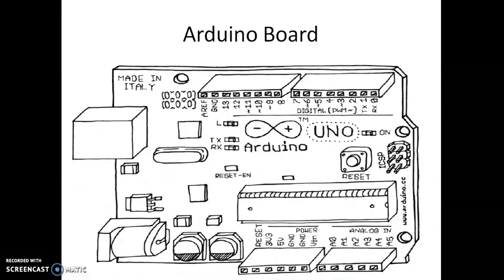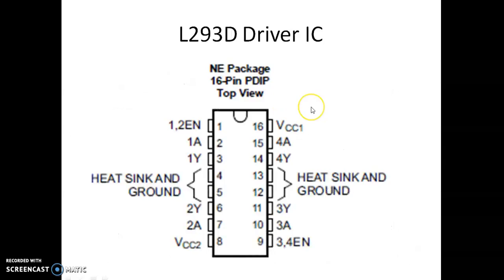Now, this is the Arduino board. We have A0 to A5 as the analog inputs, and we have the digital IOs. This is a driver IC which is used to drive the relay, which is going to turn on or turn off the motor.